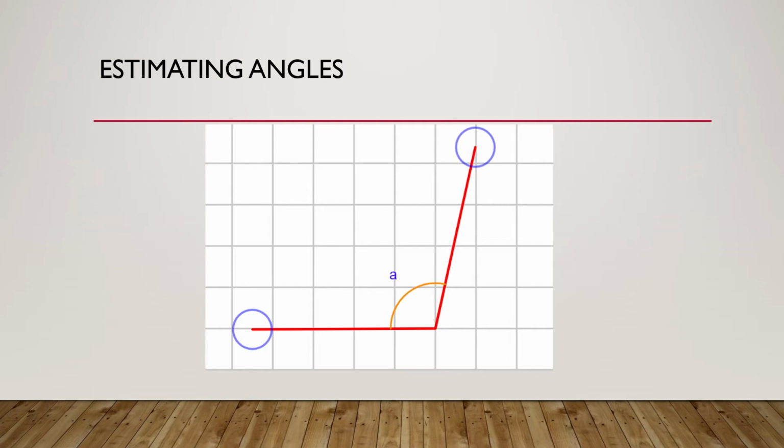Alright, what about this one? What kind of angle is it? It's an obtuse angle, which means it's more than a right angle. That means more than 90 degrees. This is a little bit more than 90. I'd say maybe about 100.